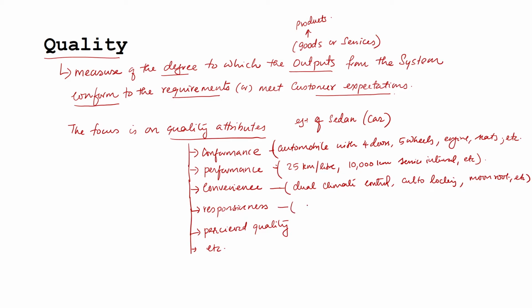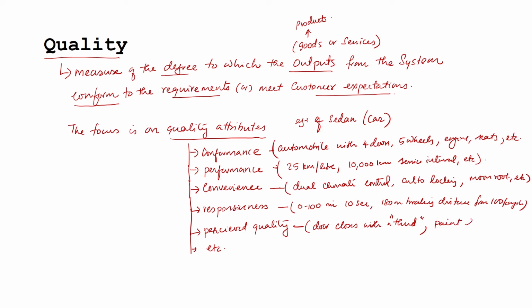Then responsiveness, it is more like 0 to 100 in 10 seconds, 180 meter braking distance from 100 kmph, etc. And then the perceived quality is like the door closes with a thud. When you close the door, you hear this dum sound. Then paint looks smooth, etc. These are what we call the perceived quality of the product. So, these are focusing on the attributes of the quality.